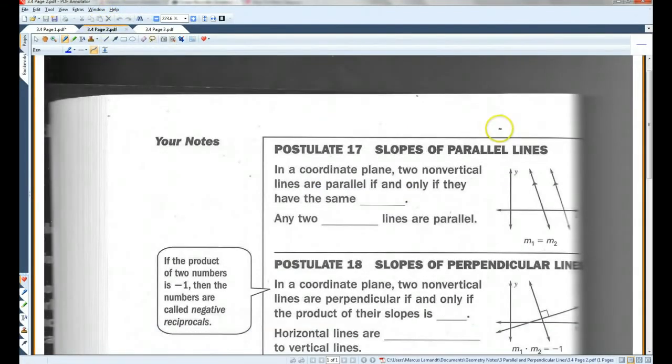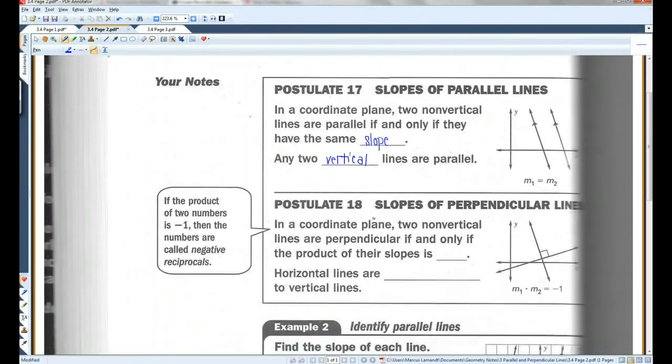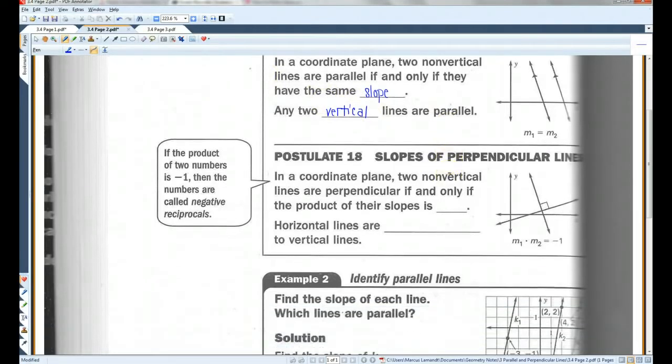Postulate 7. In a coordinate plane, 2 non-vertical lines are parallel if and only if they have the same slope. Also, any 2 vertical lines are parallel. Now, they say this because vertical lines have no slope. So, if 2 lines both have no slope, they're both undefined, then they're parallel.